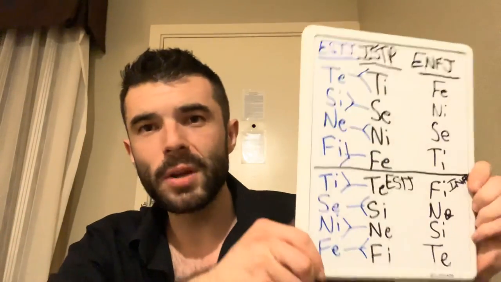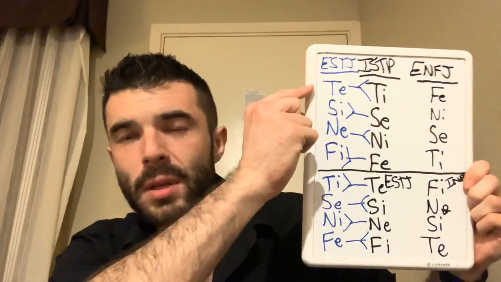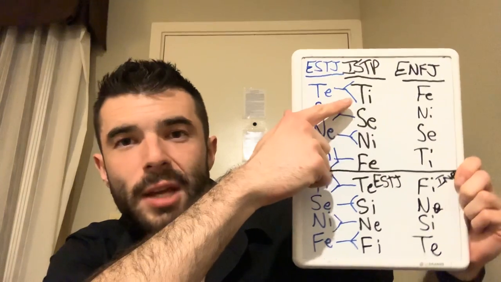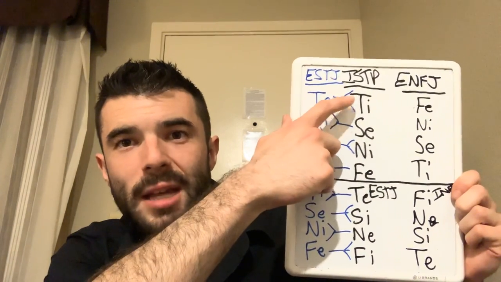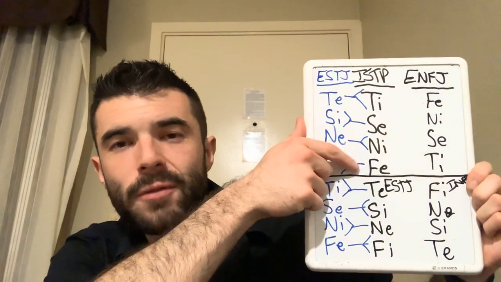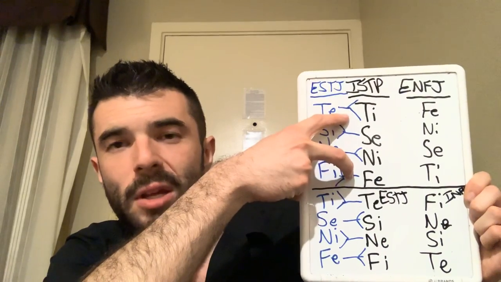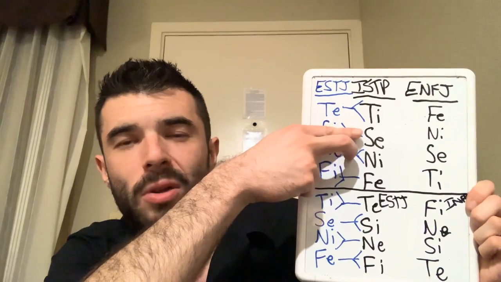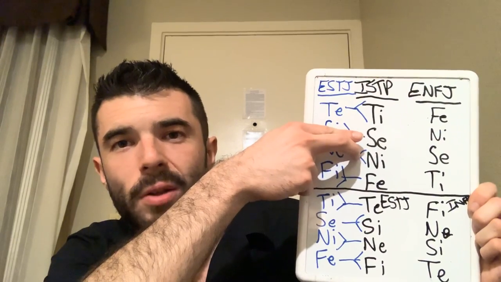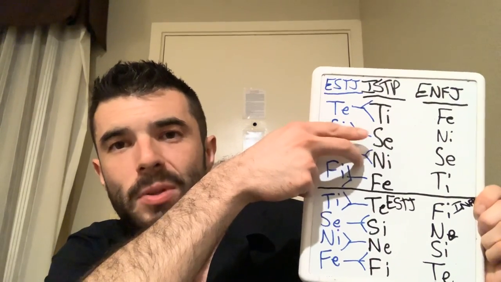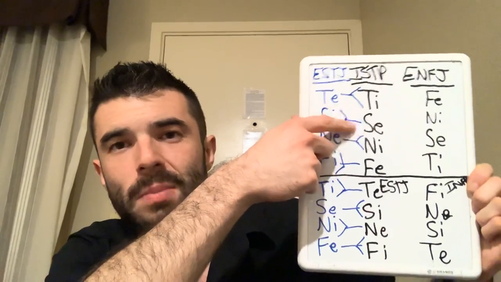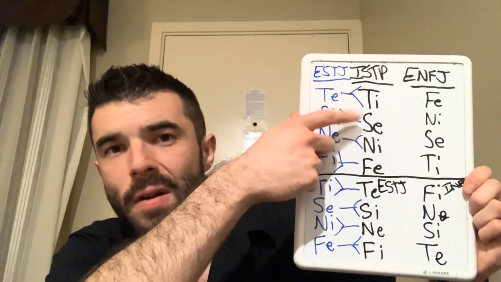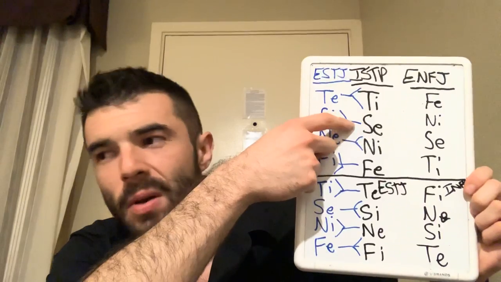Why is that? Well, if we look at our board right here, the hero function, which is Ti for the ISTP, is connected on an axis with the inferior function. These two functions are linked, so what happens to one happens to the other. The same thing with the parent and the child. The parent is always linked to the child at all times, so what happens to one happens to the other. Now the parent function is pessimistic and very skeptical. So it's always like, okay, what are you up to?